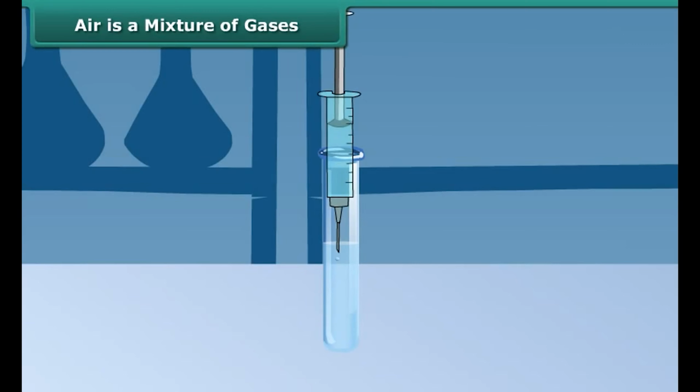Now take lime water in a test tube. With a syringe, blow some air through this solution. You can see that the lime water turns milky. This indicates the presence of carbon dioxide in air.